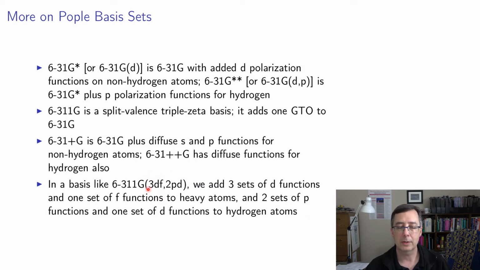So the stuff before the comma is non-hydrogen atoms, so I add 3 sets of Ds. That's a lot, right? So there's a lot of polarization going on. And I get really elaborate and I go ahead and add a set of F functions even to describe the polarization. So this gives me good flexibility to describe polarization. And then after the comma is what I do for hydrogen. I add 2 sets of P's and a D function. So this is a pretty darn big basis set, although there are bigger ones.